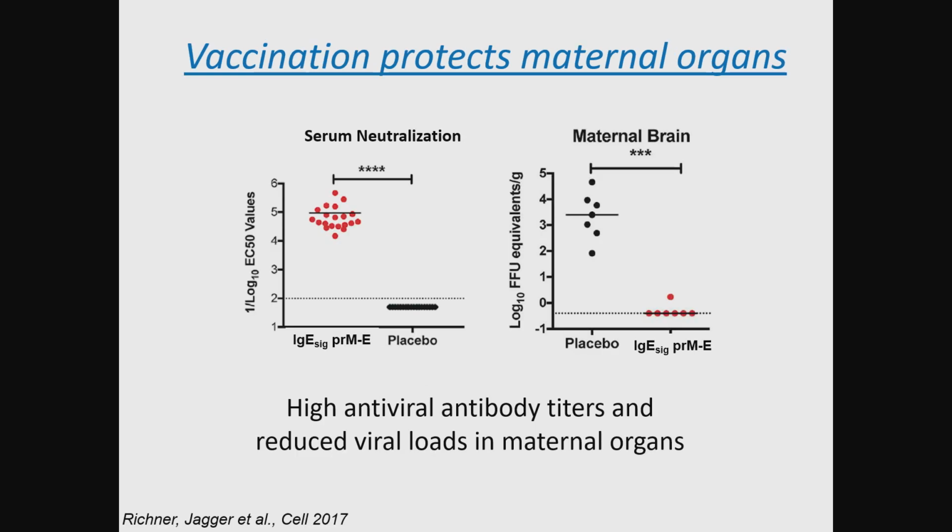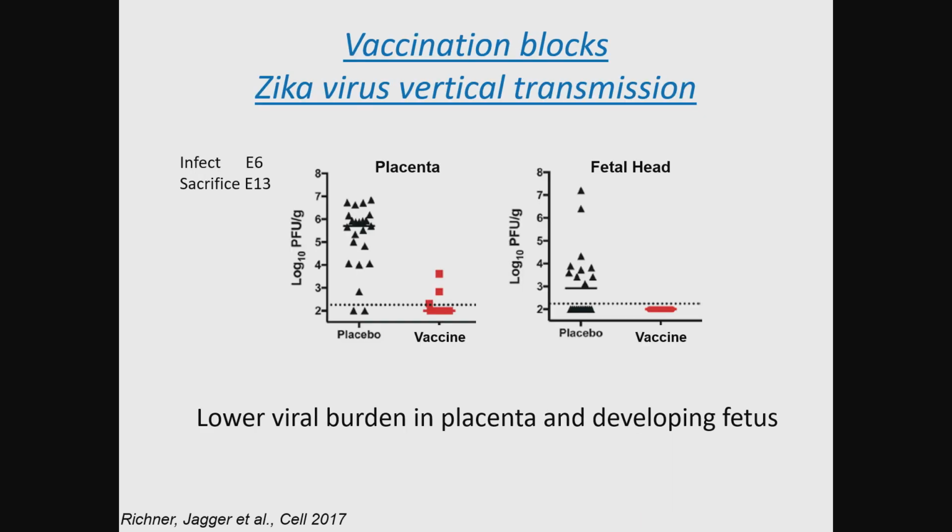And first, when we look at the mother, we see, as we expect, high levels of serum neutralization. So our vaccine is generating robust immune responses in the pregnant mothers. And this is protecting the mother from high levels of virus within the central nervous system in the brain. So we see high antiviral antibody titers and reduced viral load in the maternal organs. And importantly, we also observe that the vaccination is blocking Zika virus vertical transmission.